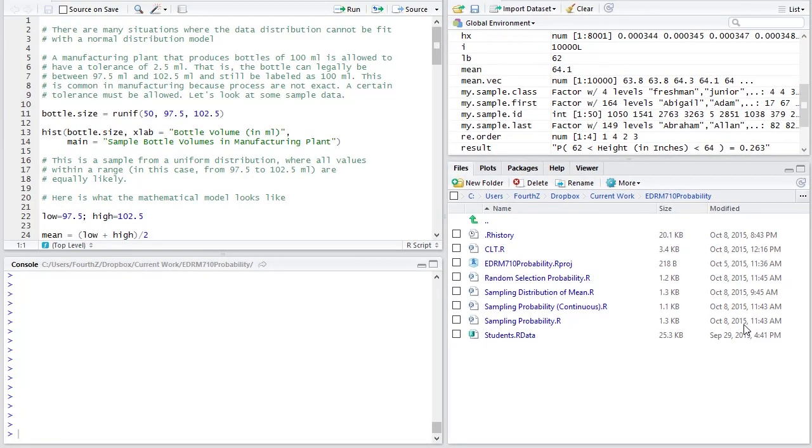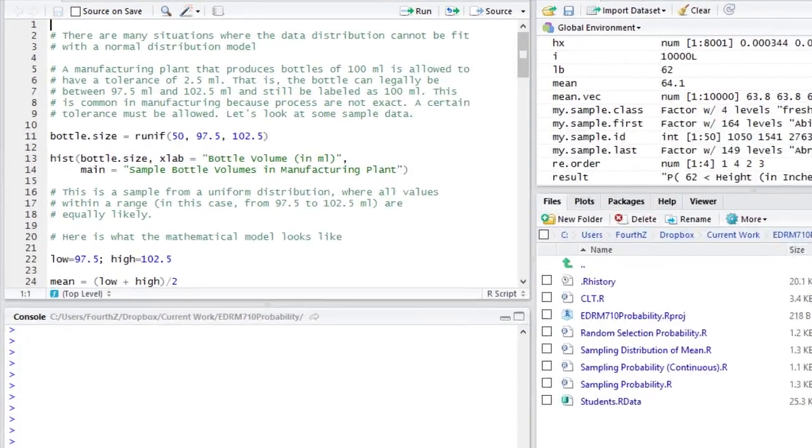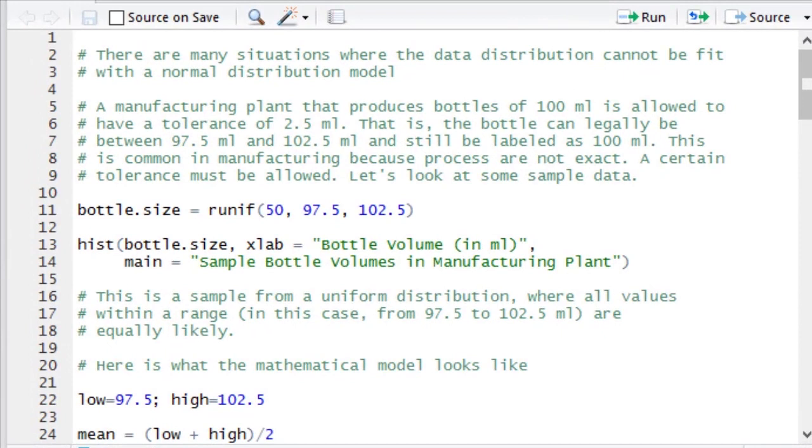There are many situations where the data distribution cannot be fit with the normal distribution model. Let's consider this manufacturing example. A manufacturing plant that produces bottles of 100 milliliters is allowed to have a tolerance of 2.5 milliliters. That is, the bottle can legally be between 97.5 and 102.5 milliliters and still be labeled as 100 milliliters. This is pretty common in manufacturing because processes are not exact. A certain tolerance must be allowed.